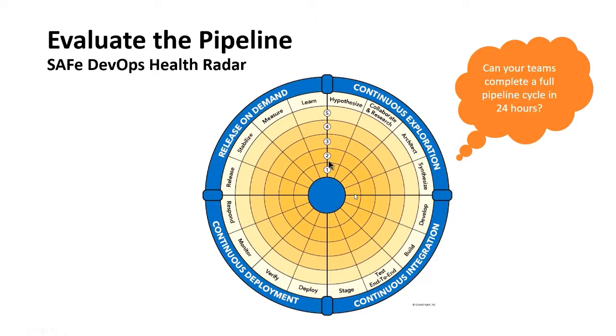And it's a spider map. So if you're closer to the bullseye, that's better. If you've got a 5 on something, then that basically means that there's work to be done in that particular sub-dimension. So the idea is that we can complete a full pipeline cycle in 24 hours. So ask yourself, can your teams do that? If not, then there is room for improvement. And the DevOps Health Radar allows you to self-assess and to build a plan towards that. We're going to come back to the Health Radar towards the end of the webinar.